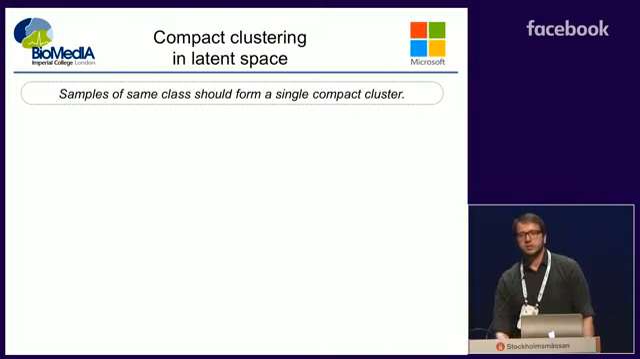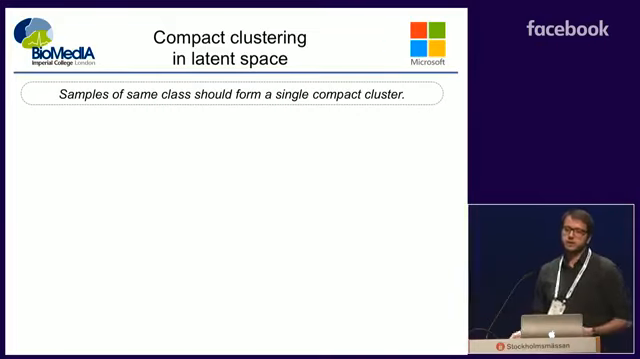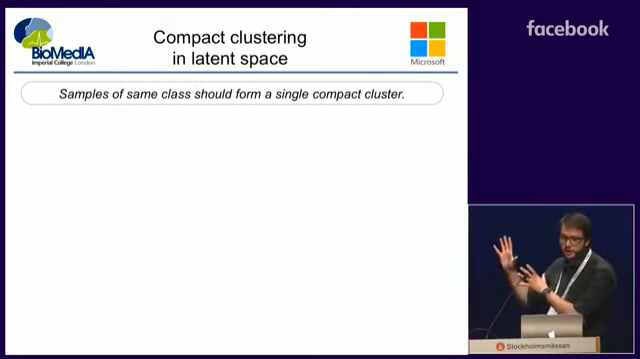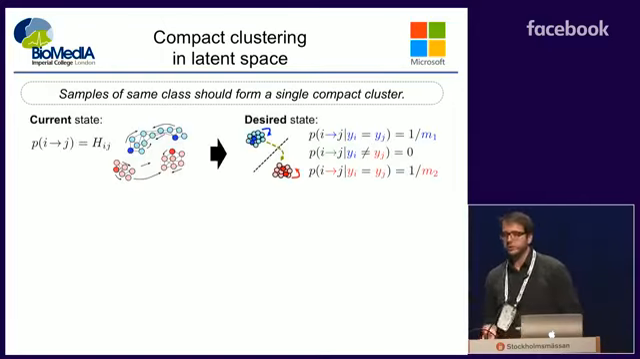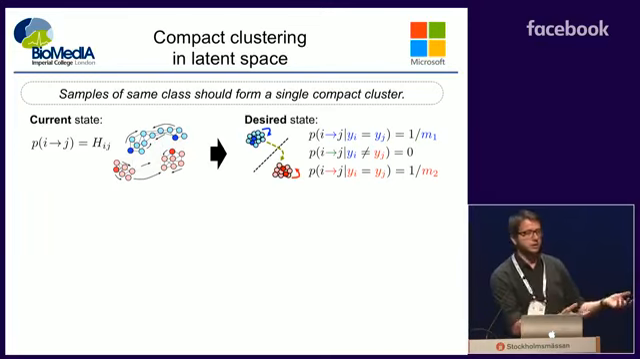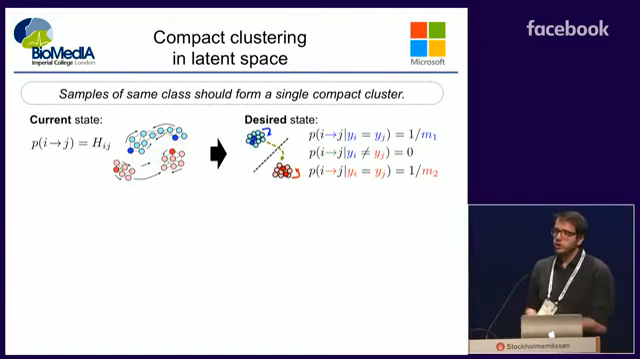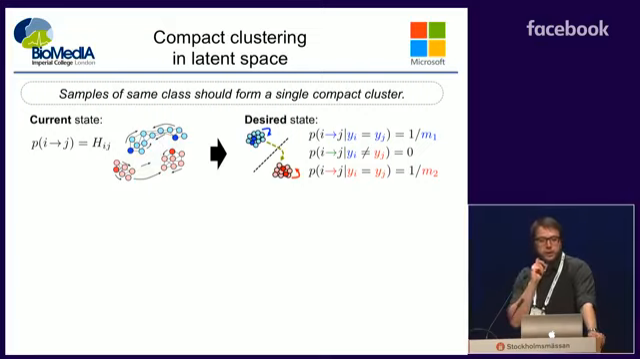Now, having estimated, as I said, the current arrangement of the clusters in the latent space, what we're going to do is regularize it to form a single compact cluster per class. We're going to do this by encouraging the current transition matrix, H, to look as the transition matrix should look in this desired state. In this desired state, where compact clusters would be formed, every sample would have a uniform probability of transiting to any sample of its own class and 0 otherwise.